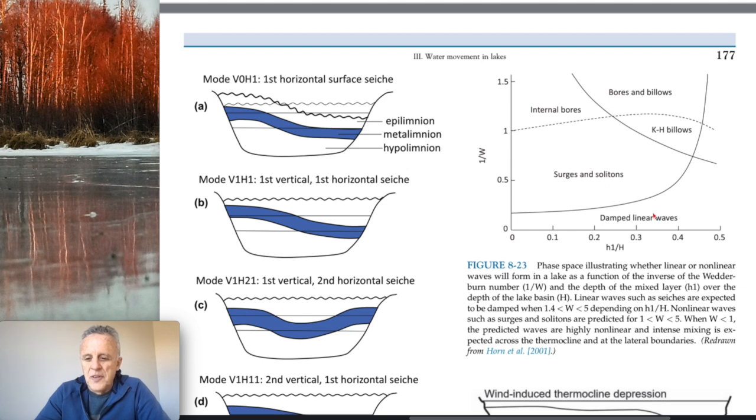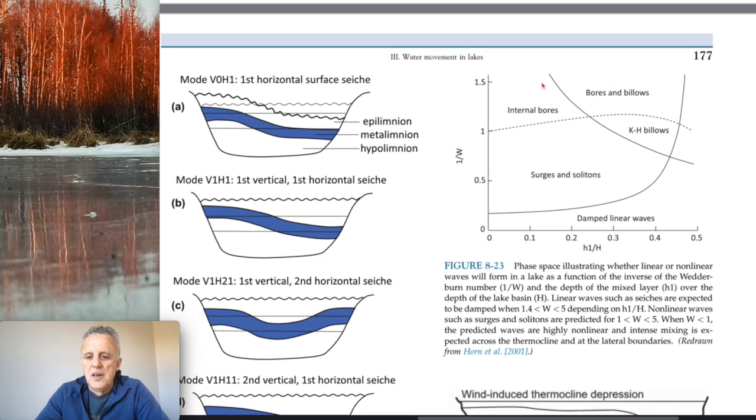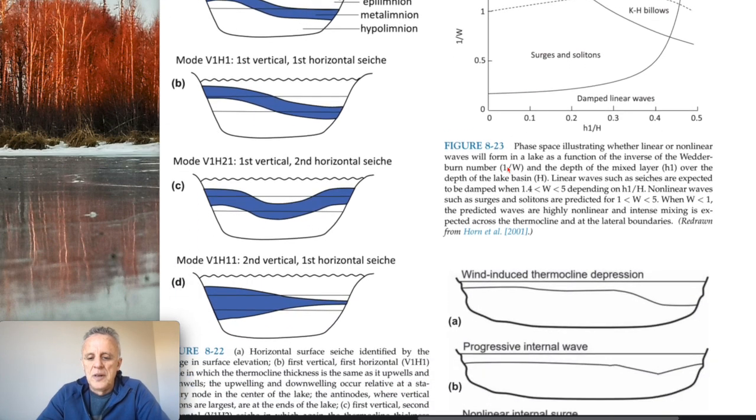So, for example, let's say that we have an H1 over H of 0.4, and we have a 1 over W of 1.5, we're in the bores and billows region, and we have internal bores for H1 over H less than 0.2, but for 1 over W greater than 1.5. So it tells us whether we're going to have linear or nonlinear waves here.